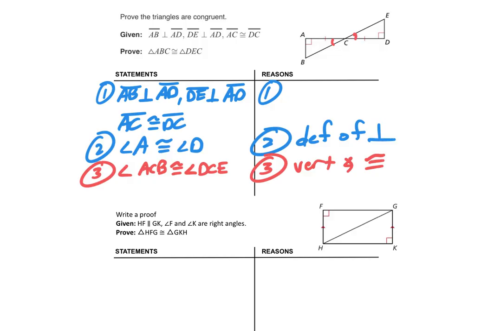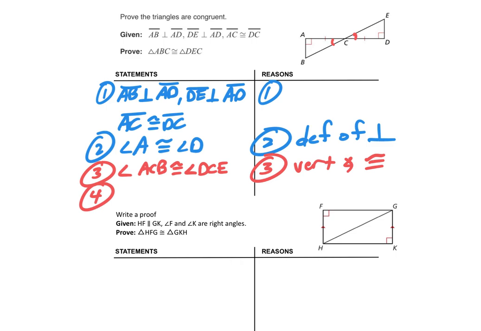Reflexive property, we saw that a ton of times yesterday. Vertical angles and reflexive property are two that are going to be over and over and over again. Almost like you're going to get tired of seeing them. But if they're there, that means it's a good thing because it's easier to prove pieces of information.